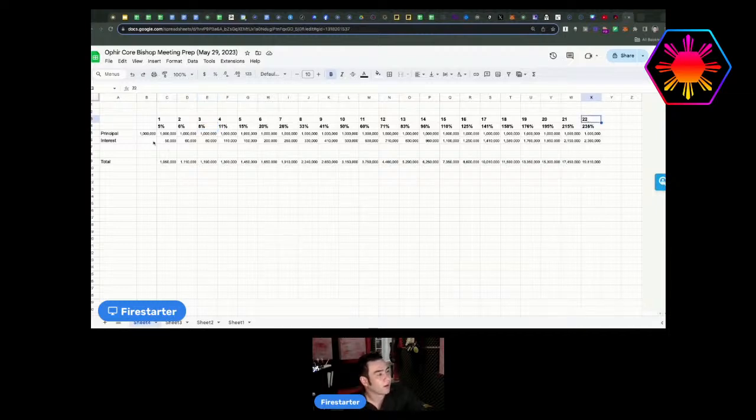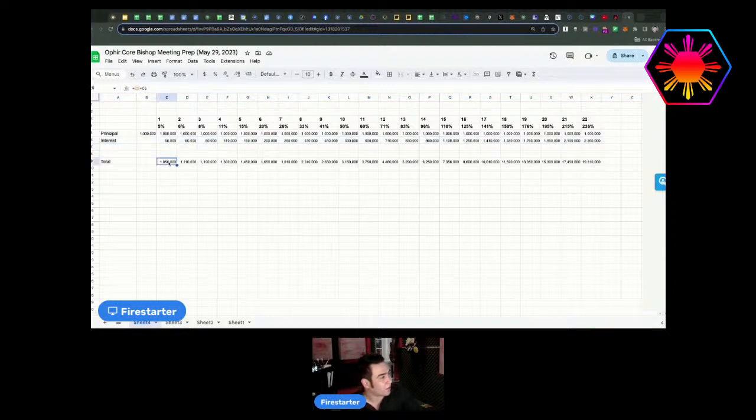So what does that look like if you have 1 million Ophir that you're staking over the course of 22 years? In one row, I put down your principal, which remains the same, 1 million all throughout. In the other row, I put down the interest. On the first year at 5%, with a million staked, you would get 50,000 Ophir. On the second year, you would get 60,000 Ophir at 6%. On the third year, you would get 80,000 Ophir at 8%.